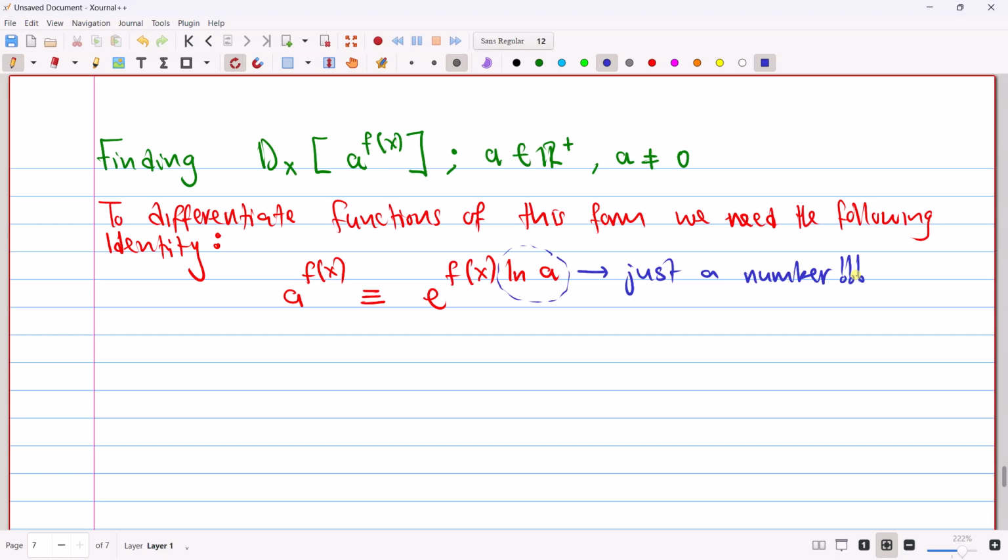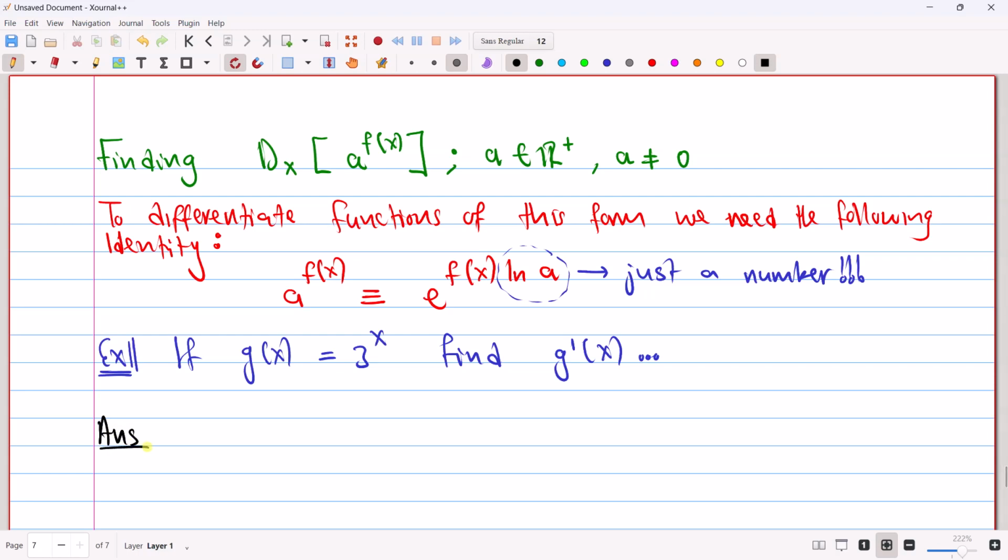So what we need is a way to convert from an arbitrary base to the base e. To do that, you just have to make use of this identity. To practice, let's look at the following example. A typical problem will be: if g of x is given as 3 to the power x, find g prime x.